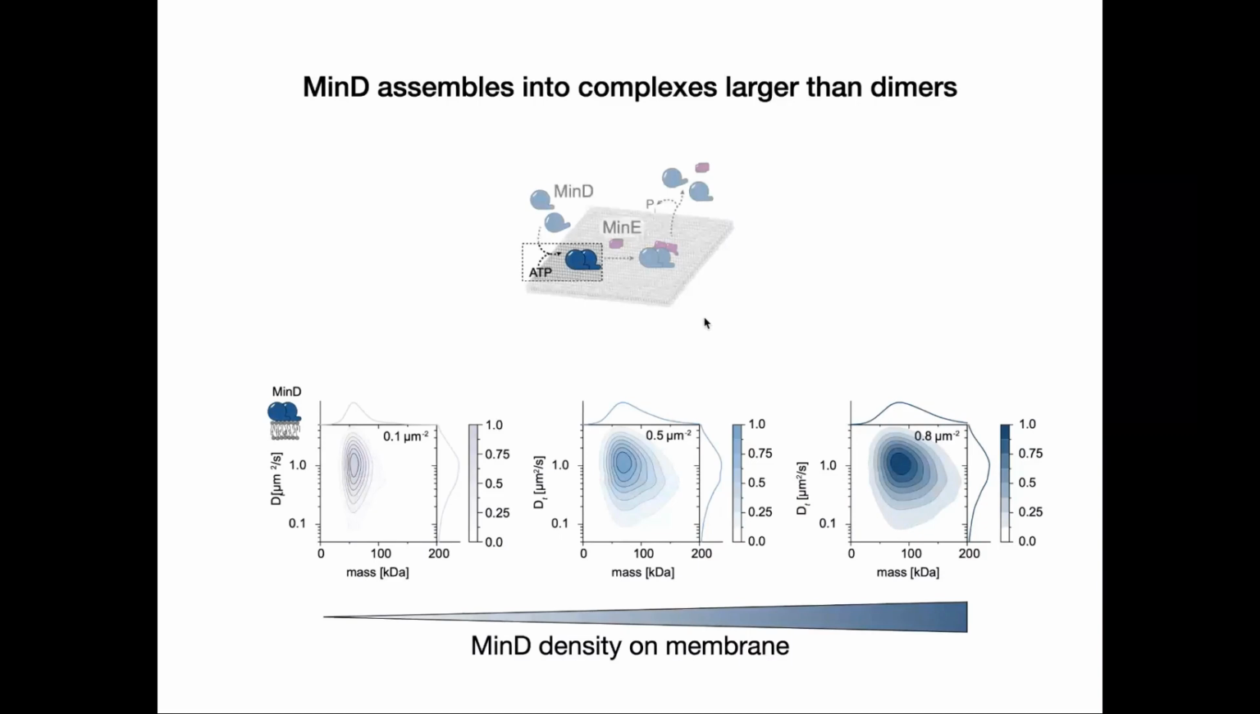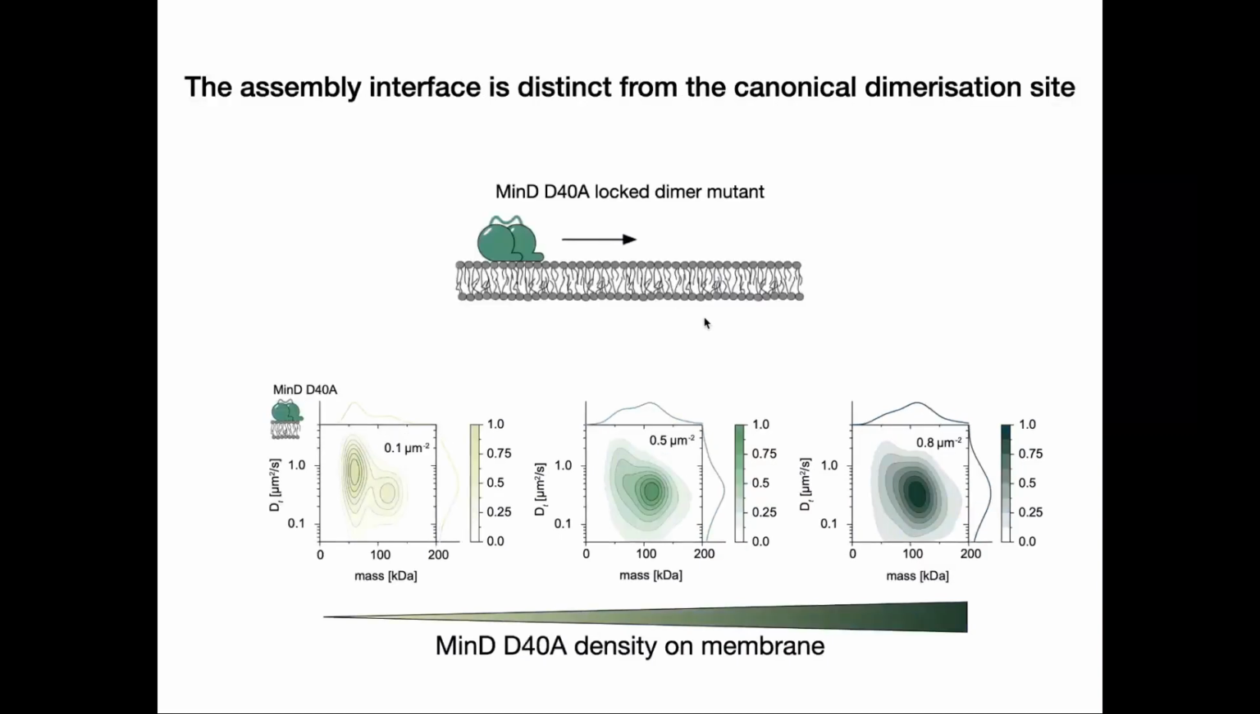That means it can only form a dimer. And when we put that onto the membrane, quite surprisingly, we found that indeed, yes, we see a dimer population for this mutant, but also as the density on the membrane increased, we can see a clearly distinct peak for MinD tetramer.